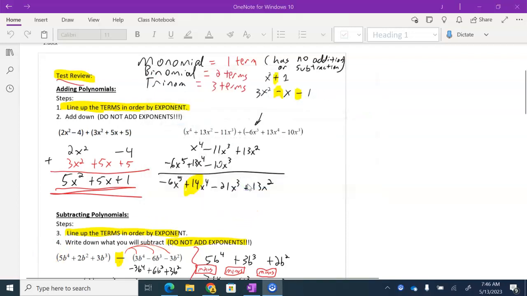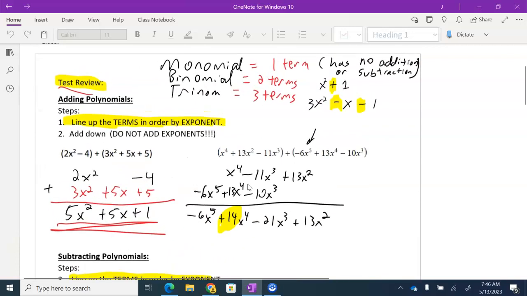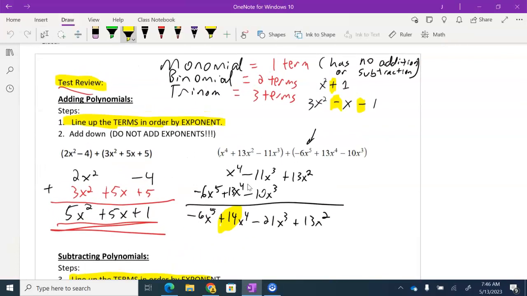All right, so this is a brief explanation of the adding polynomials and subtracting polynomials part. Just to remind you that a monomial is one term, a binomial is two terms, and a trinomial is three terms. So here are examples of that.